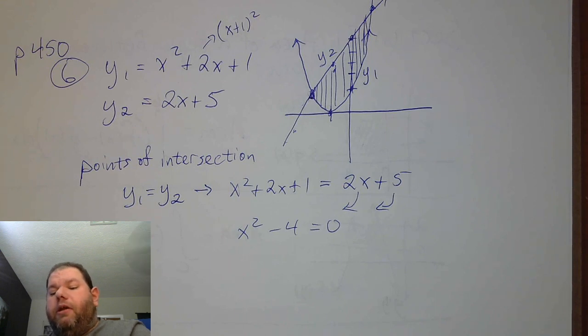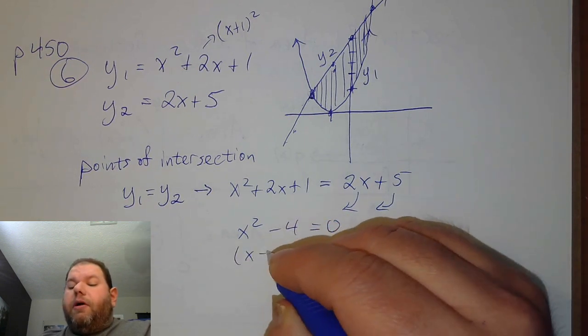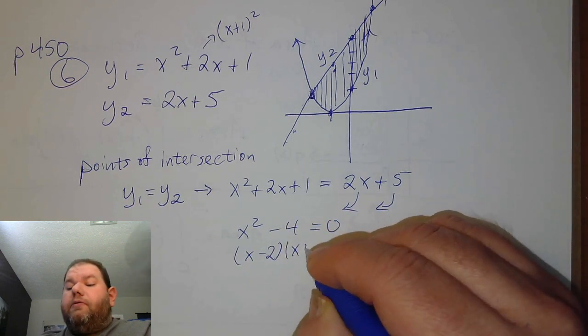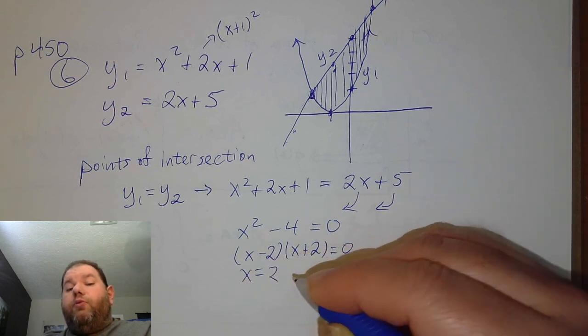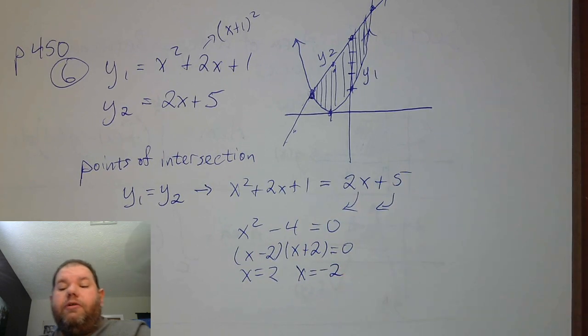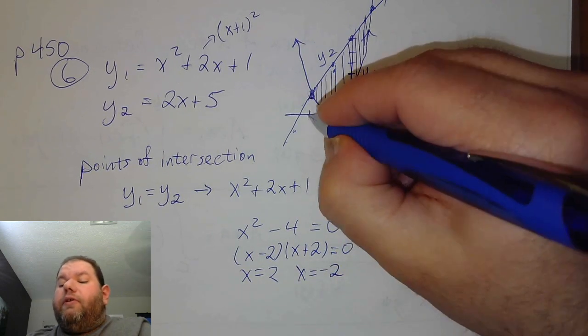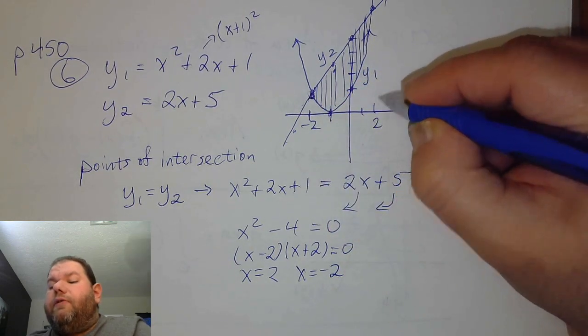We can factor and solve that, or if you want to move the 4 over and just take the square root, that works also. What we end up with is x minus 2 and x plus 2. So we get x equals 2 is one point of intersection, and x equals negative 2 is the other. So this is a negative 2, and this is a positive 2 right here.